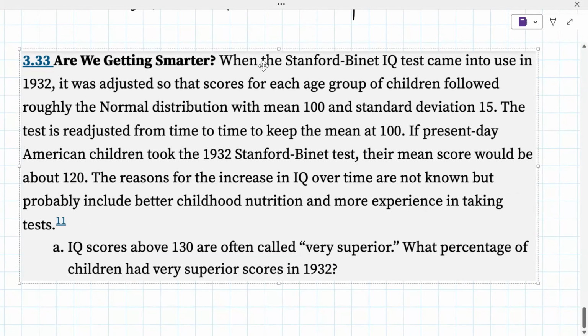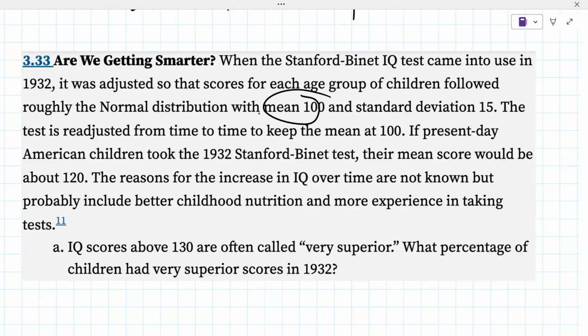All right, so a lot of words here. They're saying that this Stanford-Binet IQ test was used, and it had a mean of 100 and a standard deviation of 15. So what you want to start doing is get in the habit of saying, oh, that's mu and that's sigma.